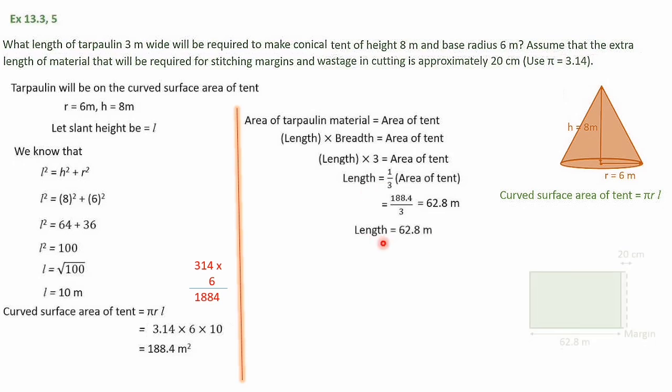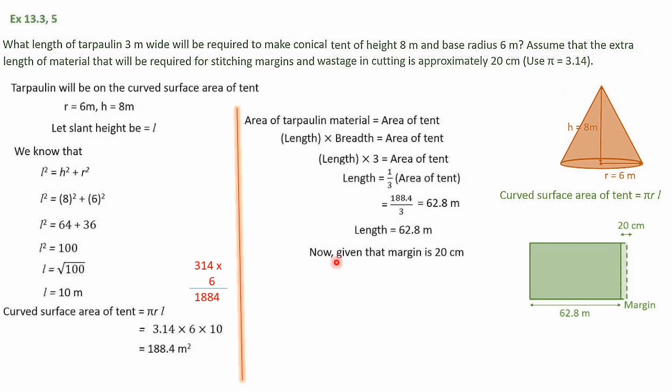Now, length we have calculated, but there are some additional things given to us. Here, assume that the extra length of material that will be required for stitching the margins and wastage in cutting is approximately 20 centimeter. So approximately 20 centimeter margin we have to keep. This is the tarpaulin shape, that is length into breadth. We have a length 62.8 and the breadth is also given to us, 3 meter. But we need to keep an extra margin of 20 centimeter for wastage in cutting and stitching and all. So given that the margin is 20 centimeter, this margin we have to keep.